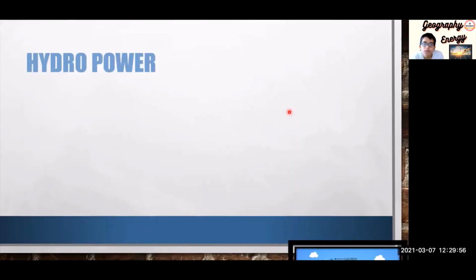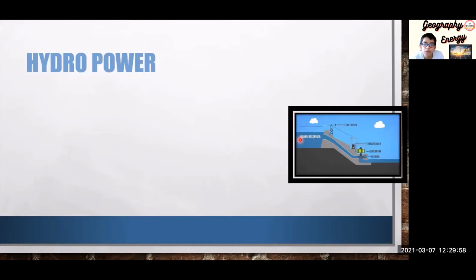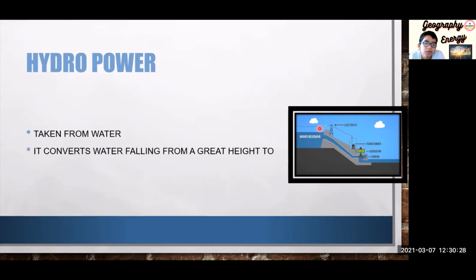Hydropower. This is hydropower. So now let us go into detail about this hydropower. First, the water from the higher reservoir comes down to the lower reservoir. During that process, there is a turbine which turns a generator which produces electricity and gives it to the transformer, which gives the electricity to the wires which take it to our home. And this energy is taken from water. As you know, it converts water from a great height to electrical energy.